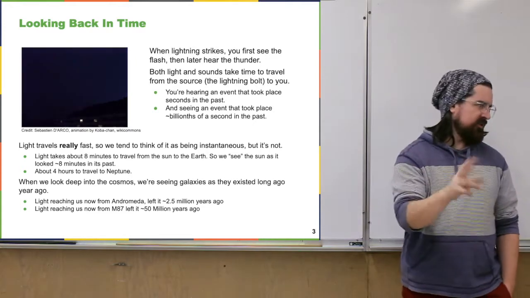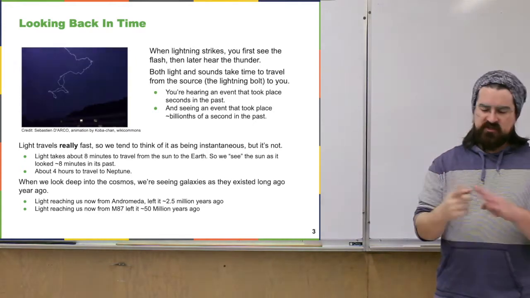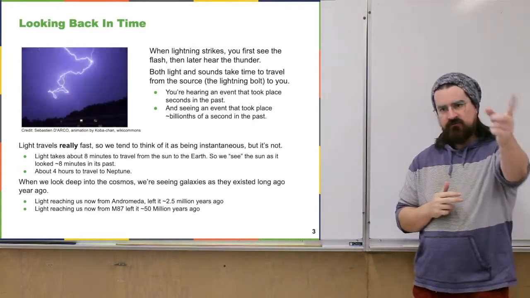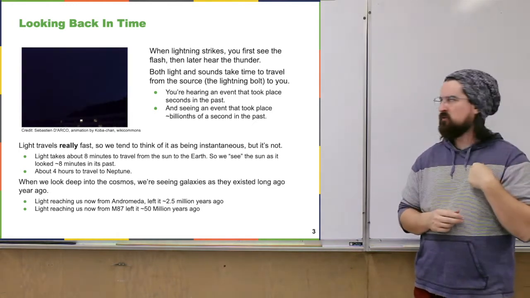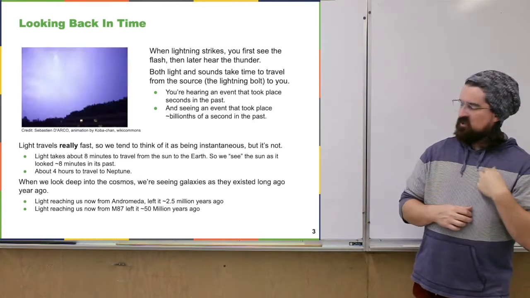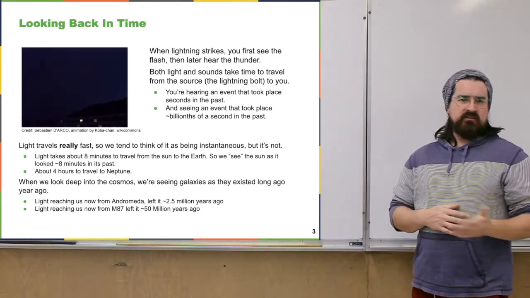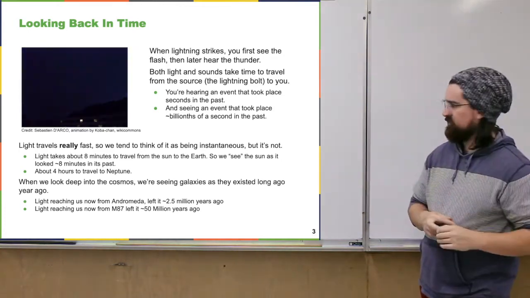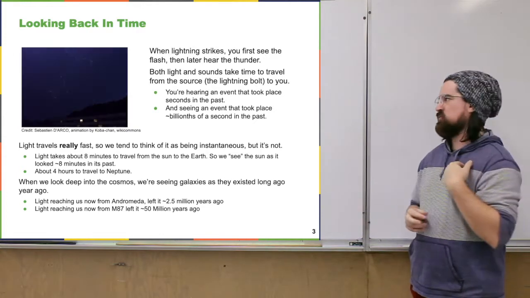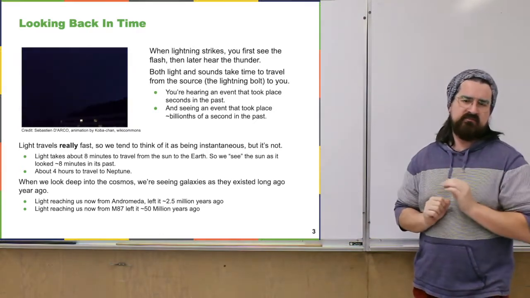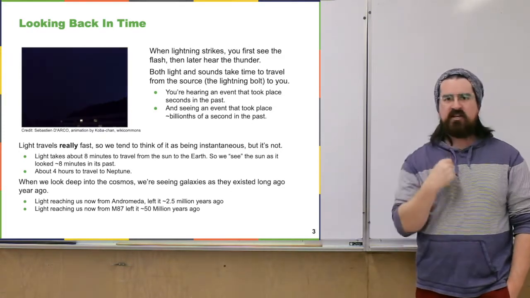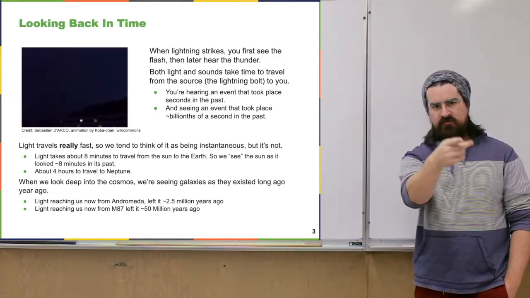So why is there that separation? Well, both sound and light take time to travel from the event, the lightning strike, to you. The sound just travels a lot slower than light. Light travels very, very fast. So the sound might take a few seconds to get to you, whereas the light takes billionths of a second. But each of them takes some time to get from the event to you.